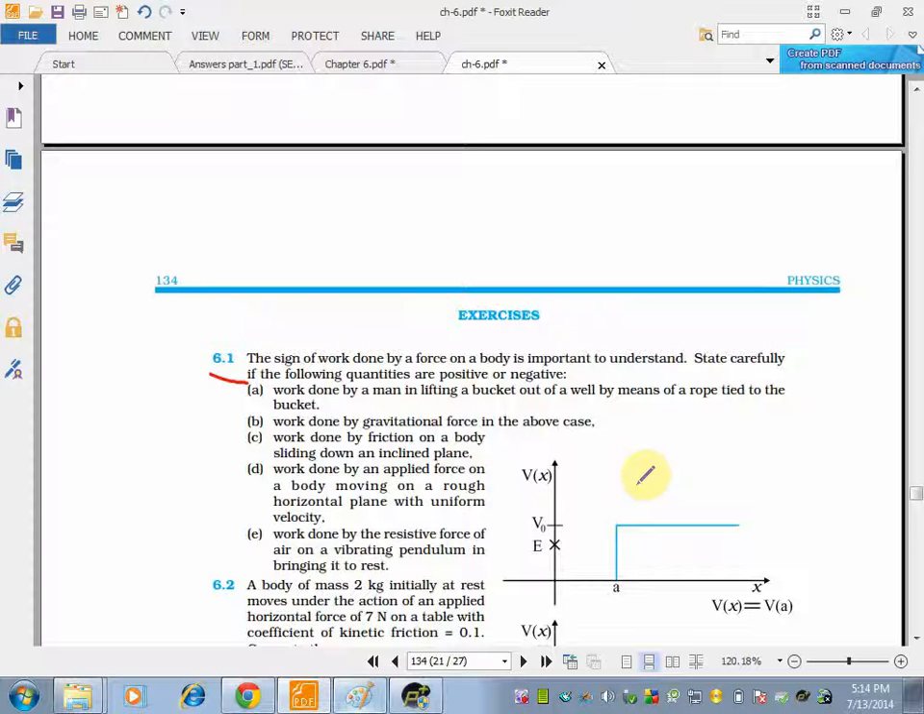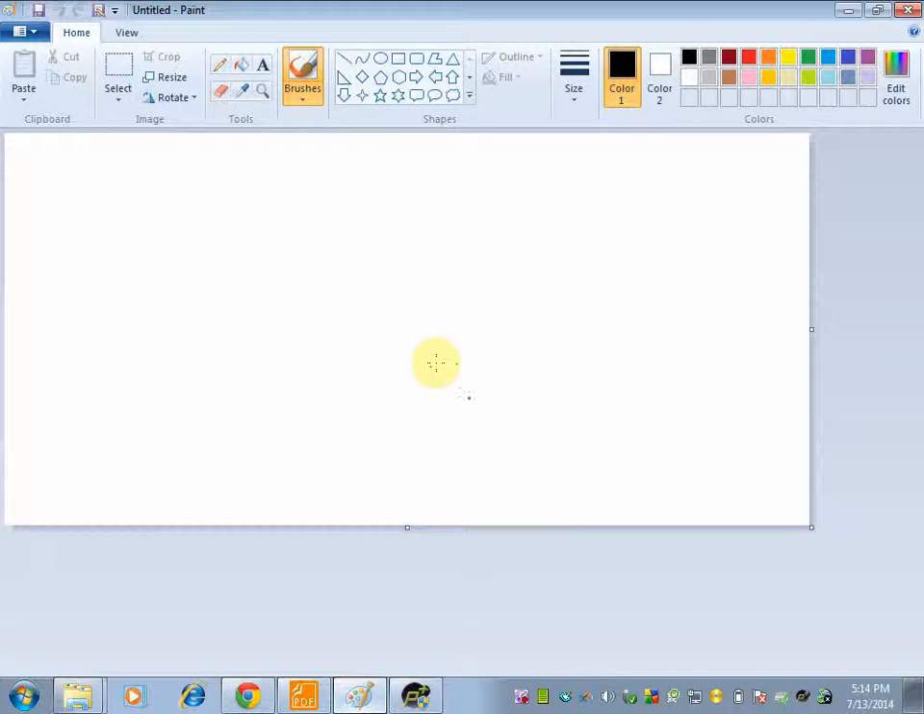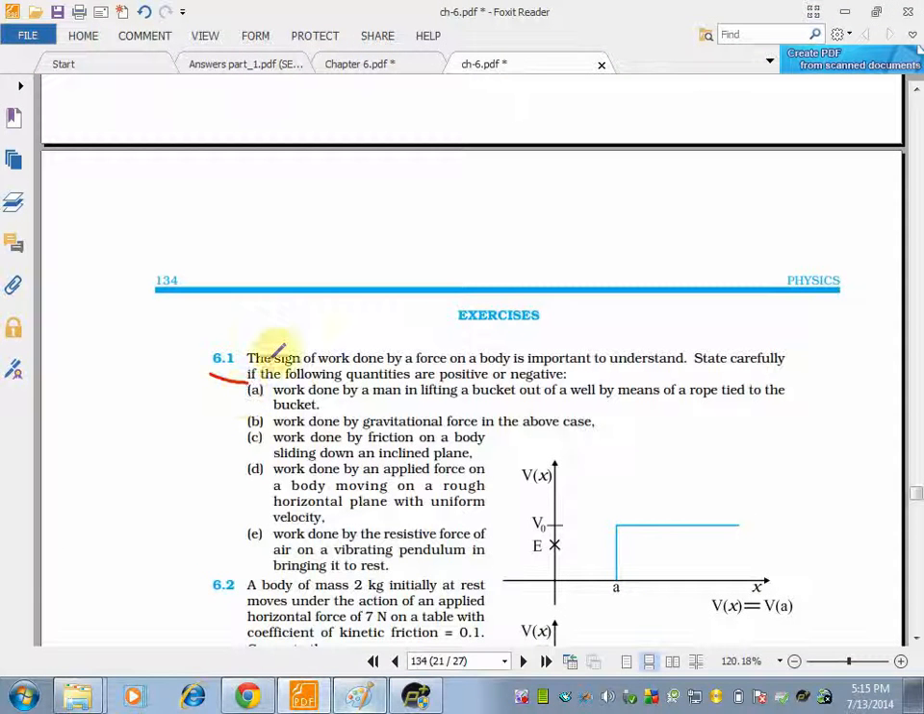E part, work done by the resistive force of air on a vibrating pendulum, bringing it to rest. If a pendulum is oscillating in this direction, at this time air friction will be acting backward, so displacement and friction are acting in opposite direction. Theta is 180 degree, so obtuse angle means work done less than 0. E part is done, so 6.1 is over.